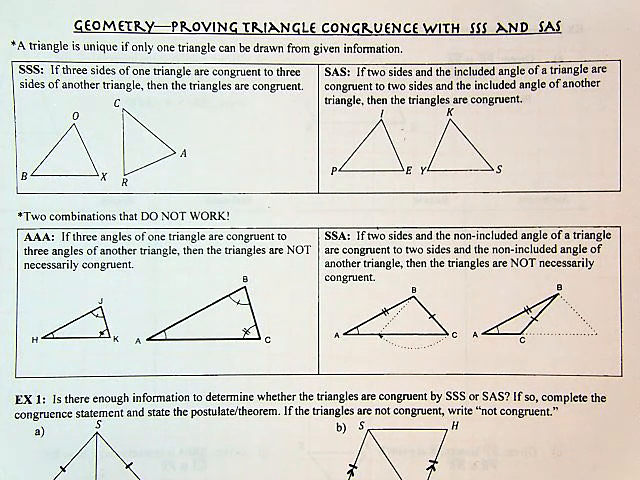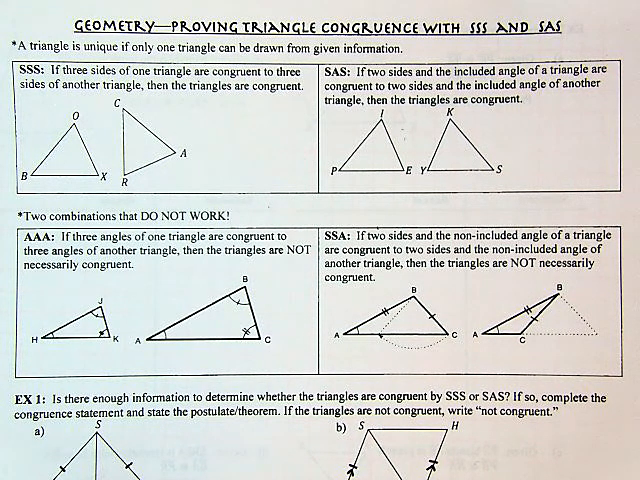All right, you guys, today we're looking at how to prove triangles are congruent with certain information. And we're starting with SSS and SAS. So first, I'm just giving you this little note at the top. A triangle is unique if only one triangle can be drawn from the given information. So any triangle that has that same information would match the first one perfectly. They would be congruent triangles.